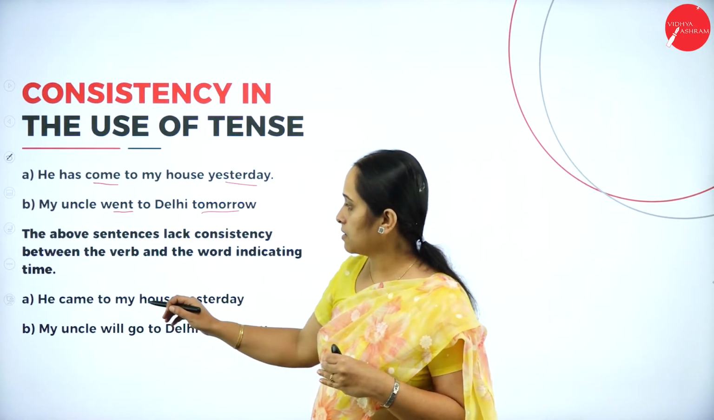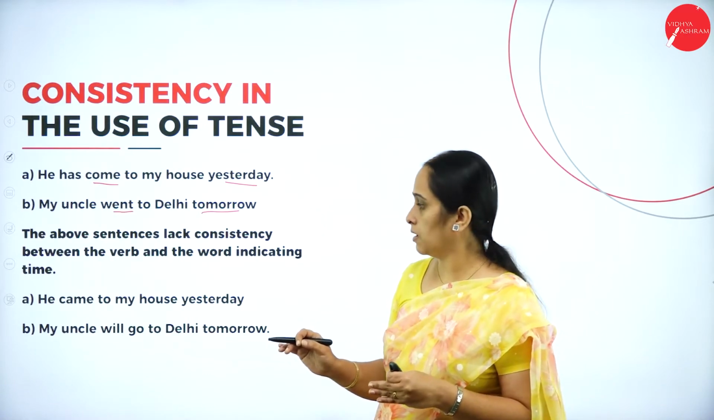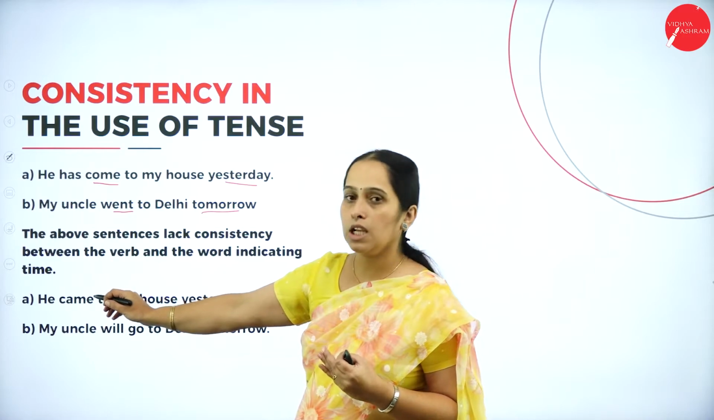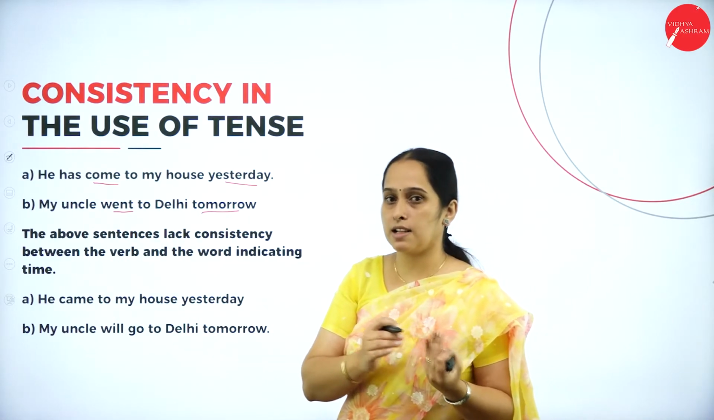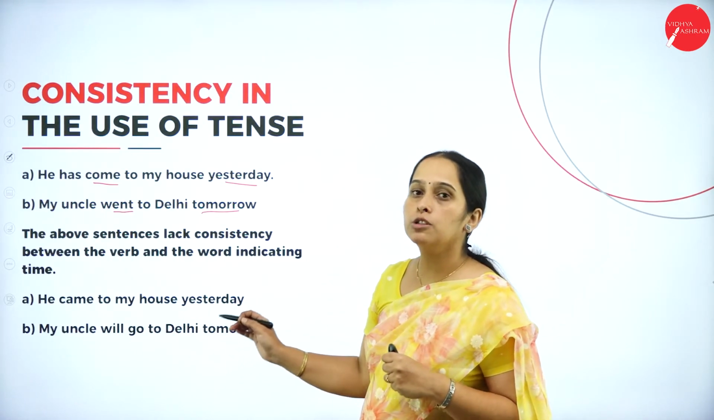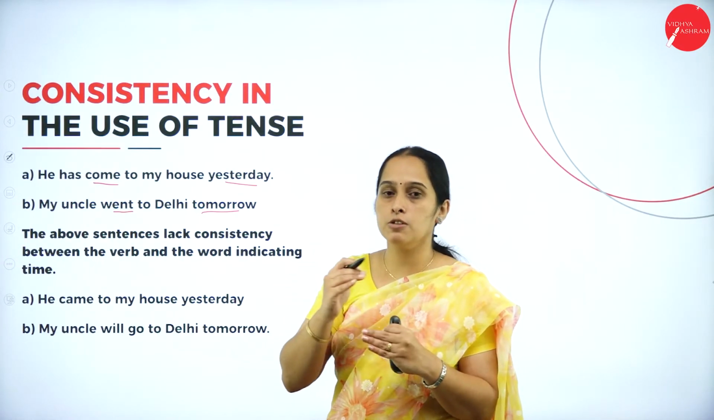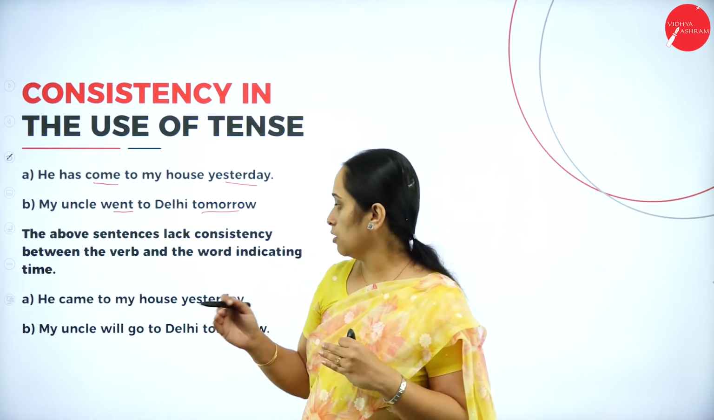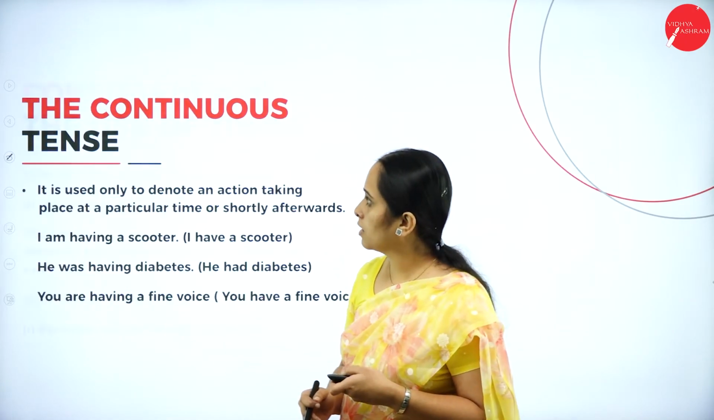The first sentence: he came to my house yesterday. That's all, it's simple. Came is already past, yesterday is past, so you have to use the past tense there. Next one: my uncle will go to Delhi tomorrow. Tomorrow is future. When we use the future tense, we will use will. So, my uncle will go to Delhi tomorrow.